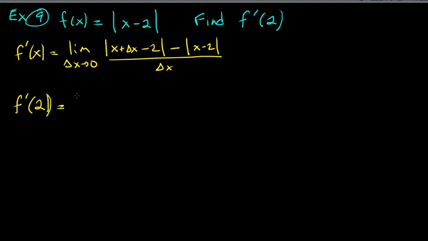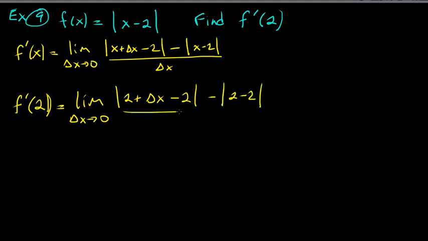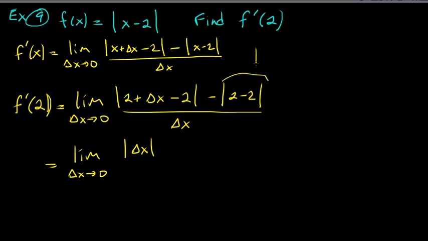So now, just replace all the x's with 2's. So this is 2 plus delta x. Now, not this x, that x is a delta x. It's not 2. Leave that as delta x. It's not delta 2, it's still delta x. This is going to help us out a lot because notice that 2 minus 2 is 0. So we just get the absolute value of delta x, and then minus the absolute value of 0, which is 0, so minus 0, over delta x.